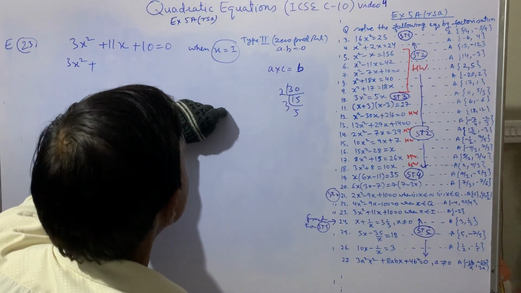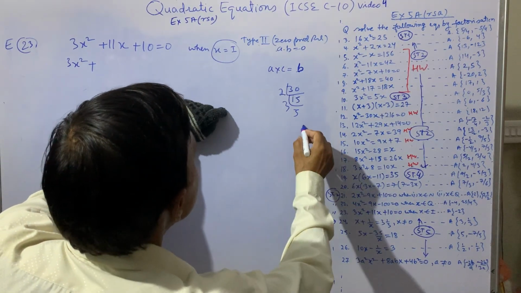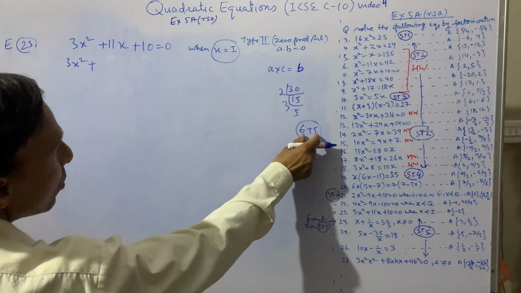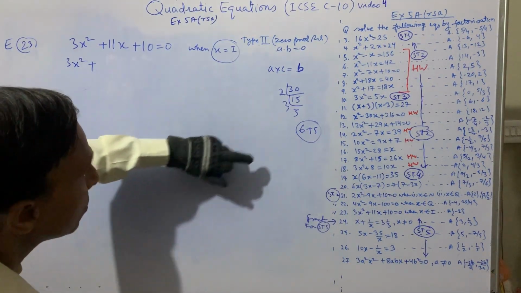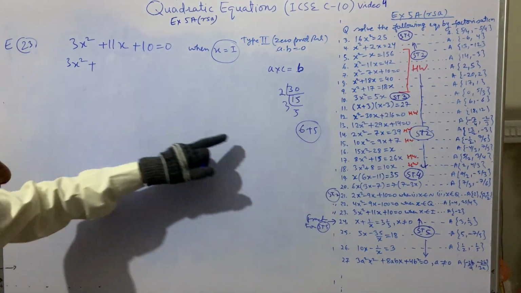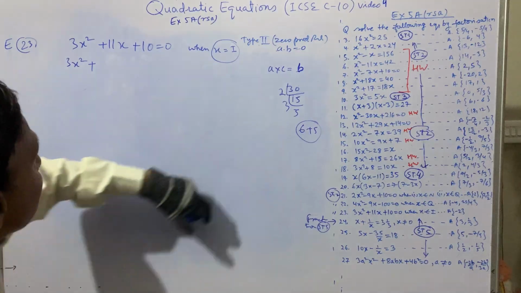So 15, 2 into 3 is 6, 6 plus 5 gives 11. Both should be positive because the c is also positive. So the factors should be added to get 11, not subtracted. Factors should be added, so we are adding the factors.